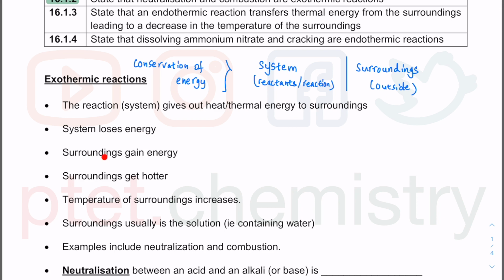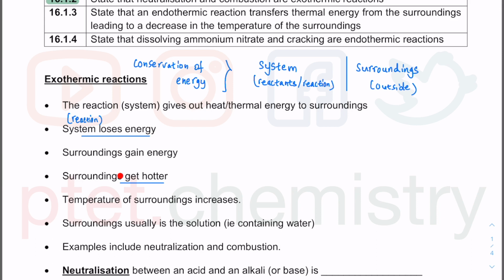Your surrounding contains particles like oxygen in the air, nitrogen in the air, your water molecules, for example, because you could be doing the reaction in solution that contains water. So your surrounding gains energy. Your surrounding gets hotter. Why does your surrounding get hotter? Because your system loses energy. The reaction, which is the system, loses energy, and the energy goes to the surrounding, which gets hotter.